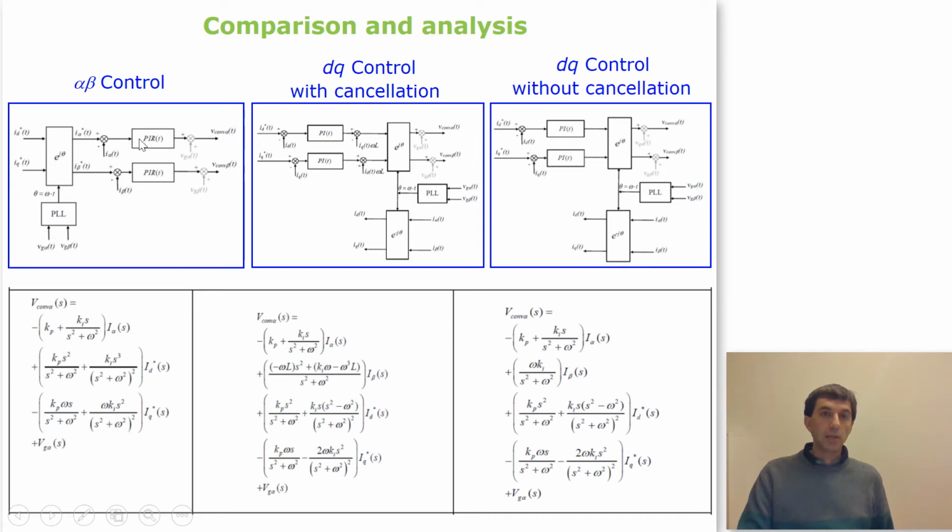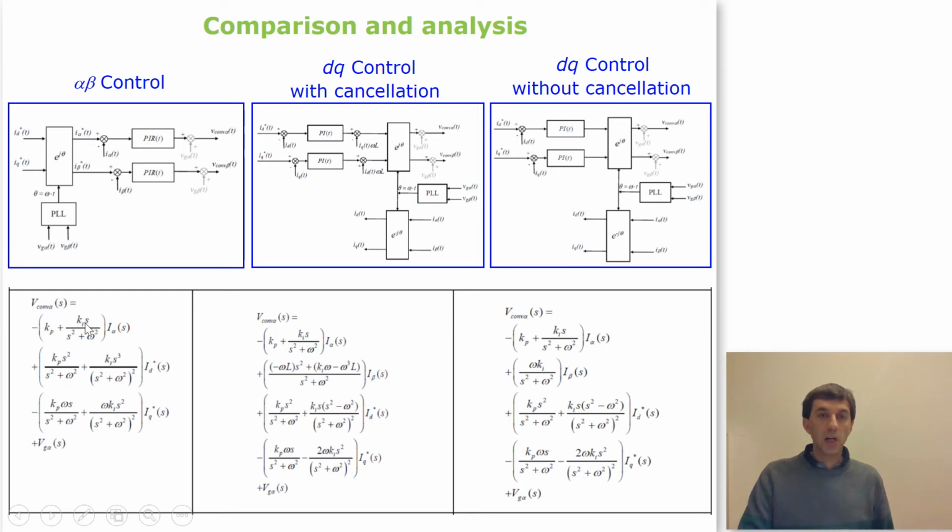We have seen that these three controls in Laplace domain can be mathematically represented by these three expressions. I am only showing the alpha component of the voltage. For the alpha beta control, for the DQ control with cancellation, and for the DQ control without cancellation. We see the correspondences, we see the similarities and different things between all the controls.